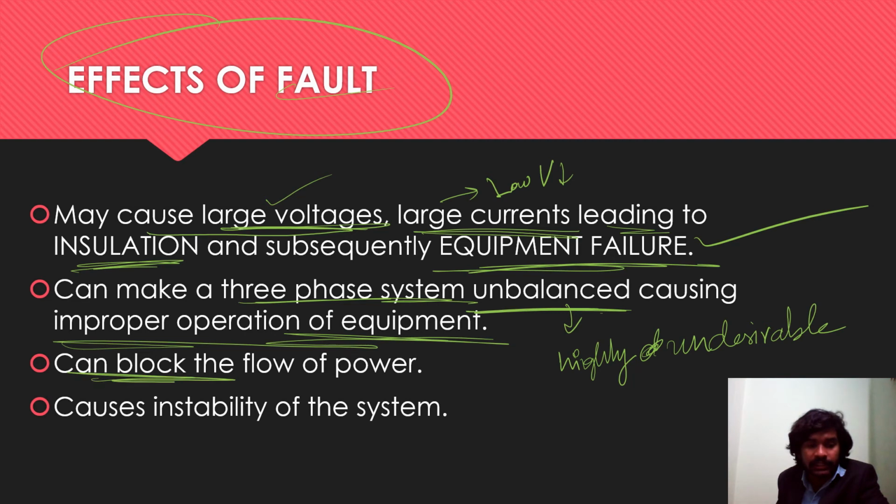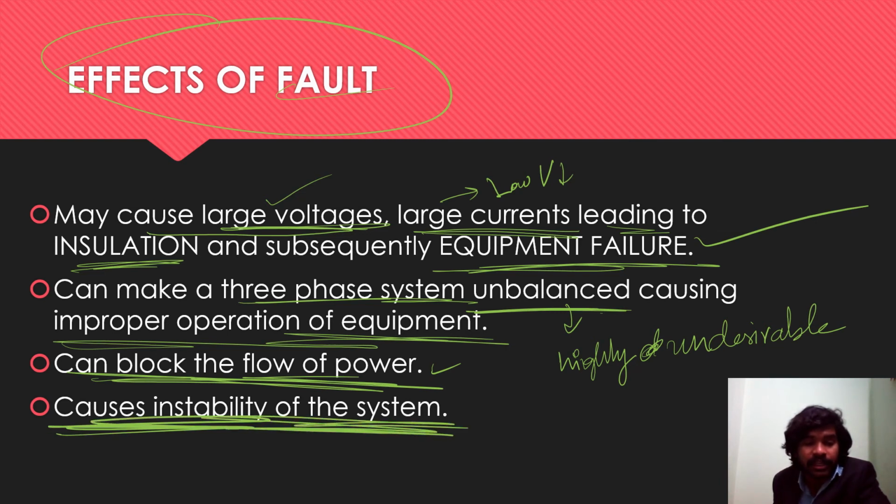And the most important thing is it can block the flow of power. It may lead to power failure or power blackout. However, some other day I will make a video on the reasons for grid blackouts and some case studies of grid failures, what is called power failure, what is power blackout, especially regarding the blockage of flow of power. And a very important thing is it causes instability of the power system.